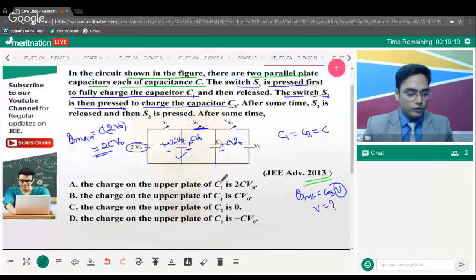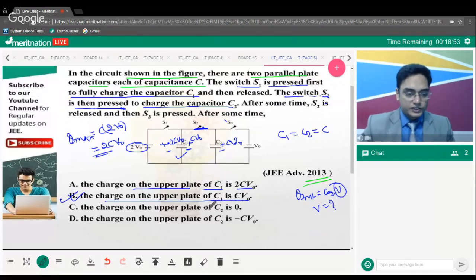Now let's check the options. The charge on the upper plate of C1 is 2CV naught. No, when we are connecting S2, what will happen? It is having CV naught charge. So the correct option is B. Here, the charge on the upper plate of C1 is CV naught.